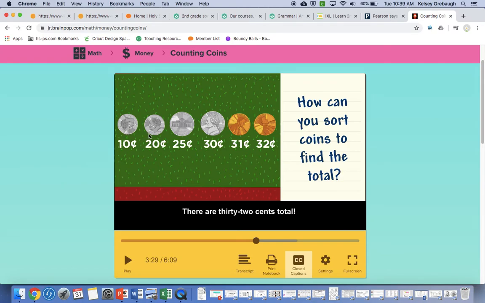Something else you can do is add up each group of coins that are the same first and then put all of the totals together. So what I mean by this is you could add 10 plus 10, which equals 20. Then you could add 5 plus 5, which equals 10. And then 1 plus 1, which equals 2. Then put all of those totals together. So 20 cents plus 10 cents plus 2 cents, and stack it. 20 plus 10 is 30, plus 2 is 32.